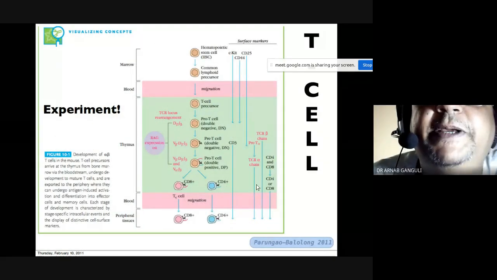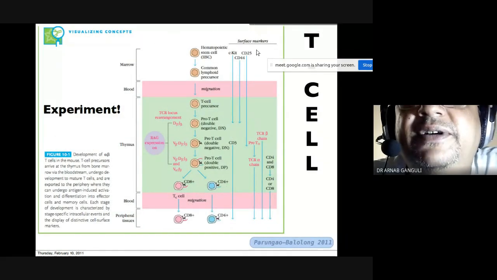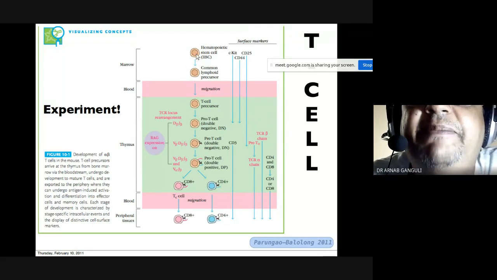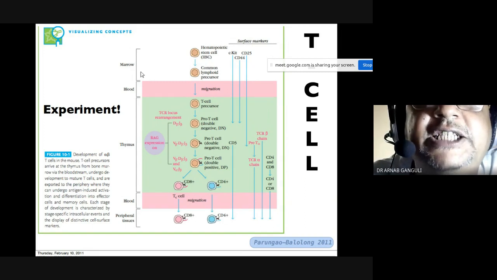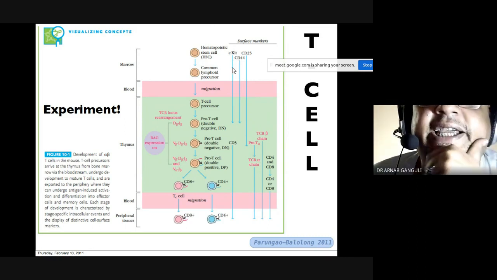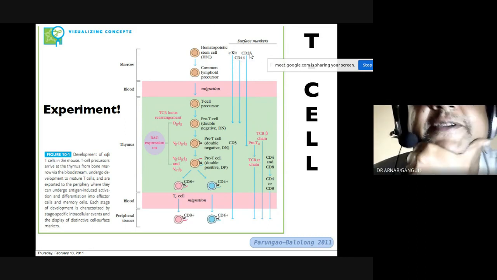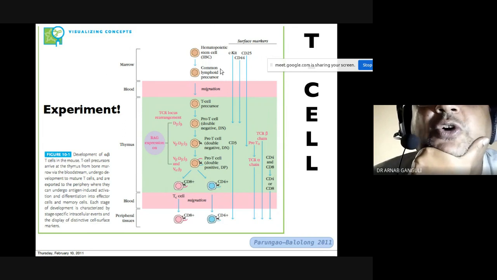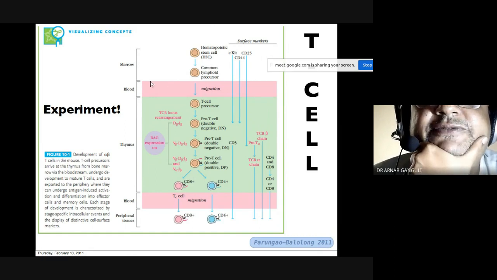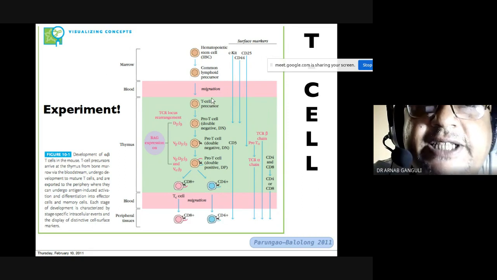So there are several surface markers present in the T cells. The hematopoietic stem cells are in the bone marrow. So what are the surface markers which are expressed? c-KIT, CD44, CD25. Then in the bone marrow, the common lymphoid precursor is formed. Then it migrates through the blood to the thymus. The T cell precursor forms.